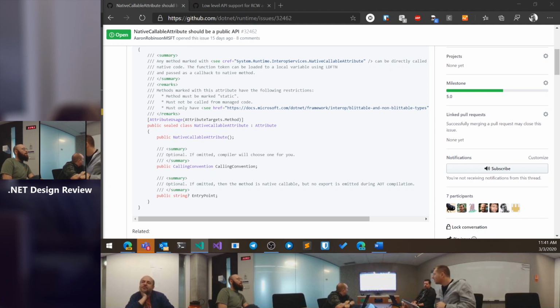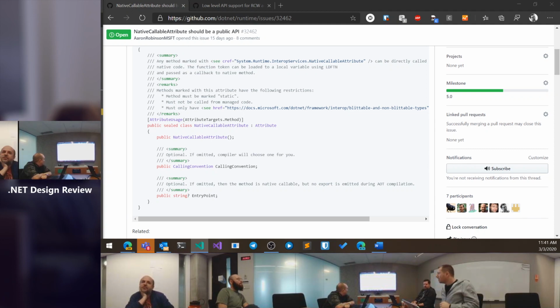Remind me what "compiler will choose one for you" means. It's not just standard call by default, or is it OS specific, or what? It's basically the default, the system default. So it's the same environment-specific behavior. If you don't say calling convention in DllImport, it's the one you will get. Probably it means the one that is more likely to work for the OS.